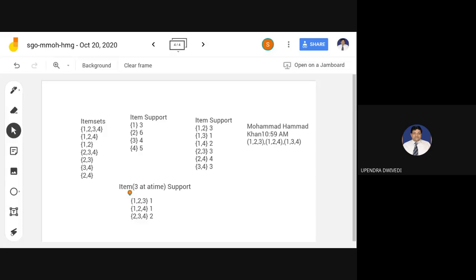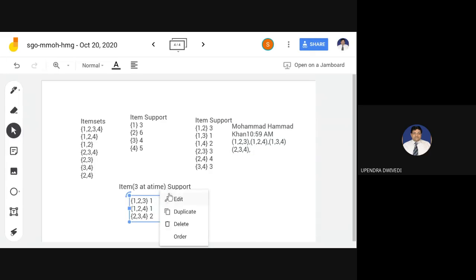Okay, there are more responses. Mohammed has again responded 1 2 3, 1 2 4, 1 3 4, 2 3 4, 2 1 3. Is it the same? 2 1 3 is the same as 1 2 3, and 2 4 1 is the same as 1 2 4. So these will not be unique item sets. So there are four item sets: 1 comma 2 comma 3, 1 comma 2 comma 4, 1 comma 3 comma 4, 2 comma 3 comma 4.